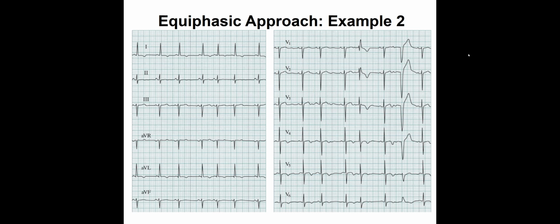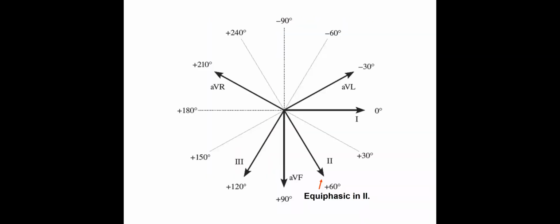Let's look at this one. Who wants to present it? Let's try Alex. Where are we? Lead 2 looks mostly equiphasic to me. Positive though. Lead number 2 is mostly equiphasic. So we are perpendicular to lead number 2. All right, so 60 minus 90 is minus 30, or plus 90 is 150. Which lead would you look at?